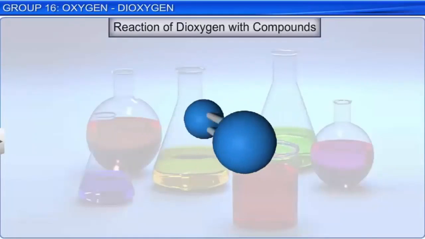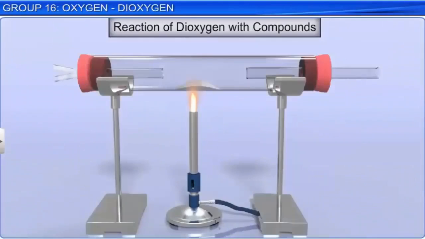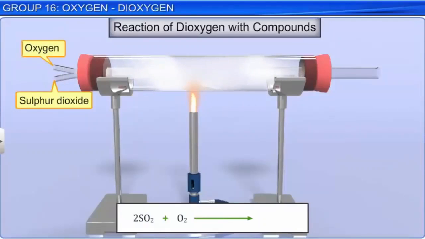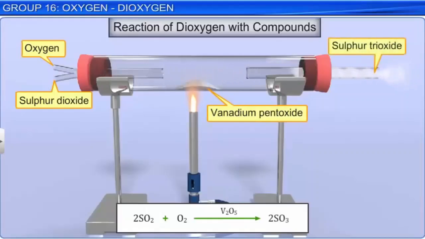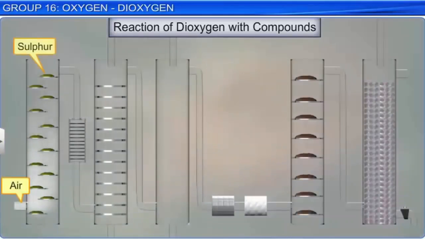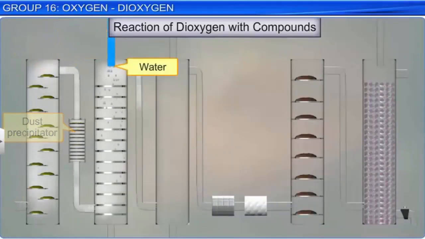Let's look at the reactions of dioxygen with some compounds. Sulfur dioxide undergoes catalytic oxidation in the presence of vanadium pentoxide to form sulfur trioxide. This is an important step in the manufacture of sulfuric acid by the contact process.